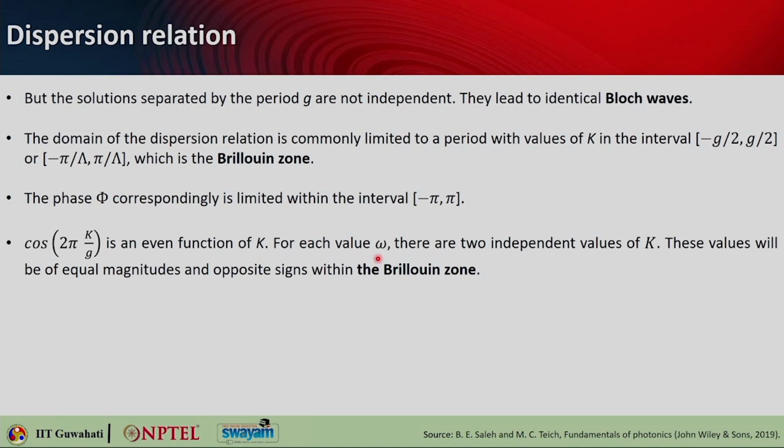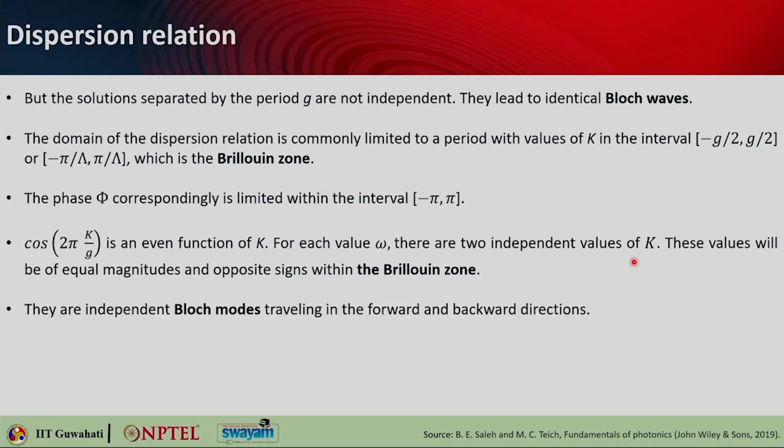So, for each value of omega, there are two possible values of k, two independent values, and they could be equal in magnitude but opposite in sign within the Brillouin zone. The Brillouin zone is from minus pi to pi in terms of phase, or from minus g by 2 to g by 2 in terms of k.